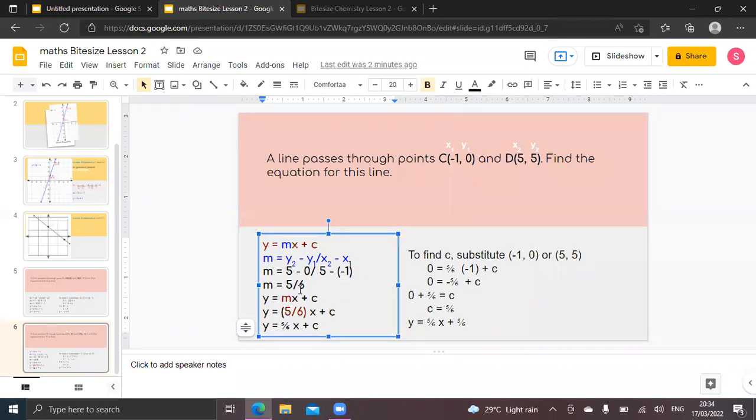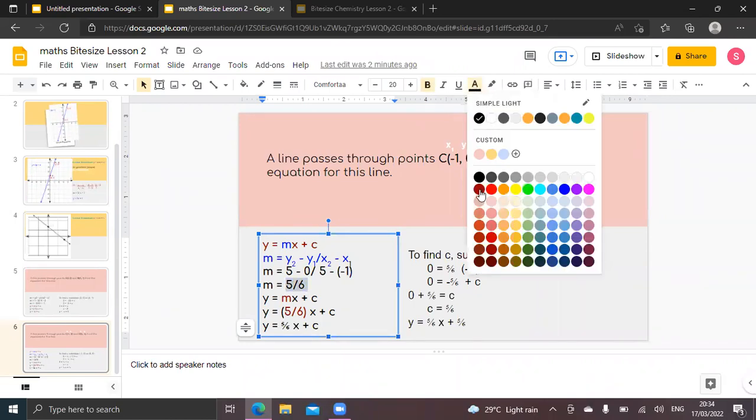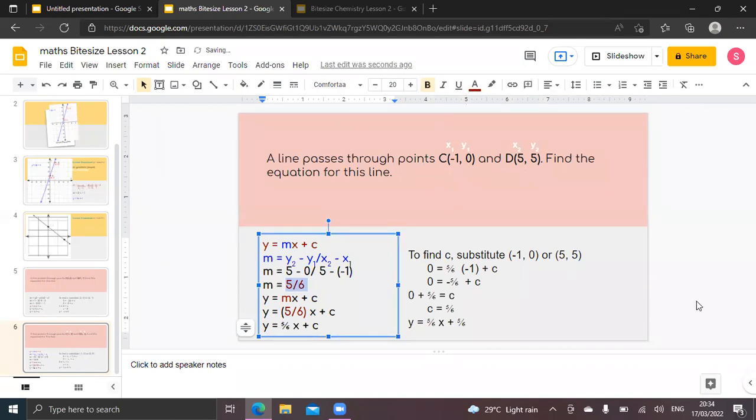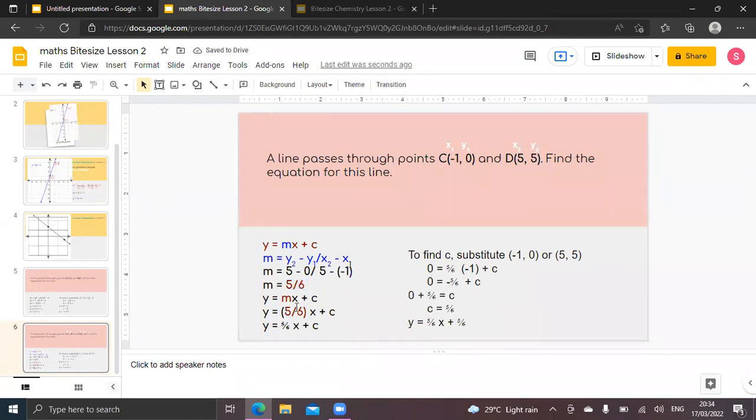So what is m here? m is a fraction. Don't be scared of fractions. So m is 5/6. Just write it down. Then what do you need to do? Substitute your m into your skeleton from just now. What is your skeleton? y equals mx plus c. So what is my m? m is actually 5/6. So rewrite the skeleton.